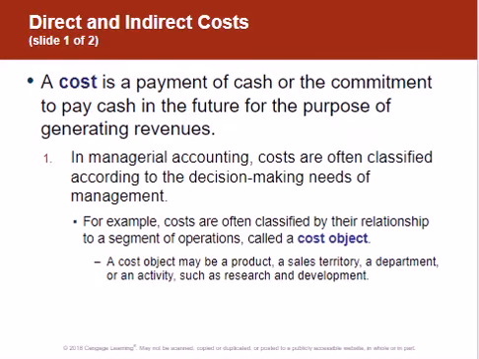A cost is a payment of cash or the commitment to pay cash in the future for the purpose of generating revenues. In managerial accounting, costs are often classified according to the decision-making needs of management. For example, costs are often classified by their relationship to a segment of operations called a cost object. A cost object may be a product, a sales territory, a department, or an activity, such as research and development.